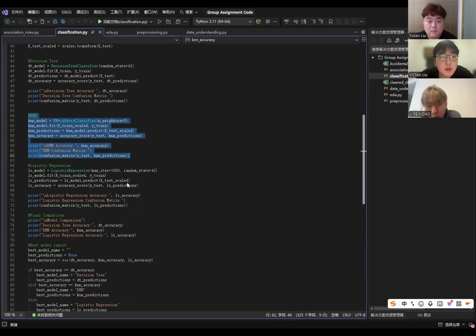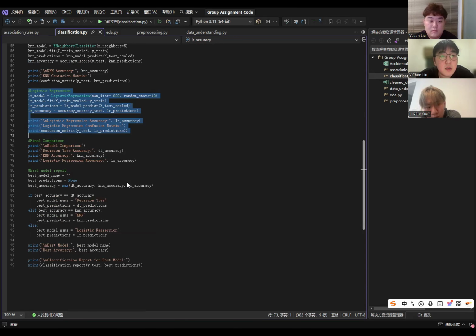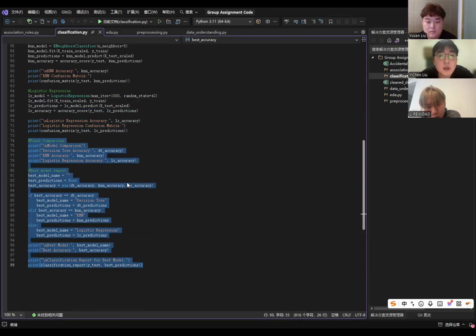Here we train the logistic regression model. Since our target is binary, logistic regression is a very stable model for this problem. In the last part, we compare the accuracy values of the three models and identify the best one. We also print the classification report for the best model.